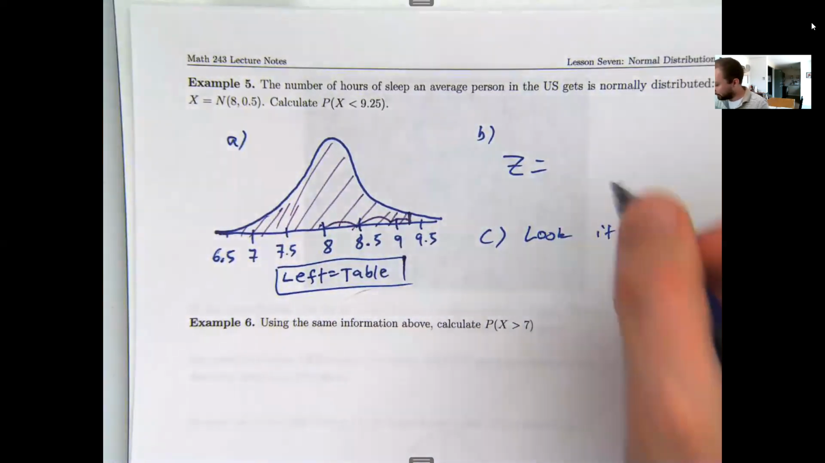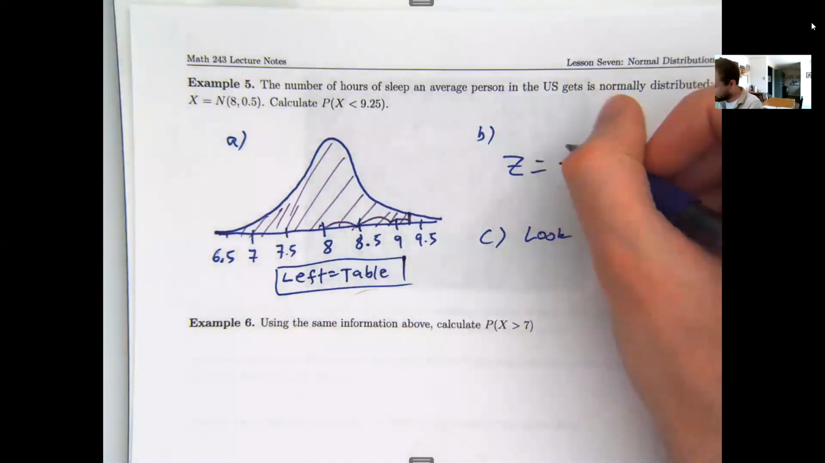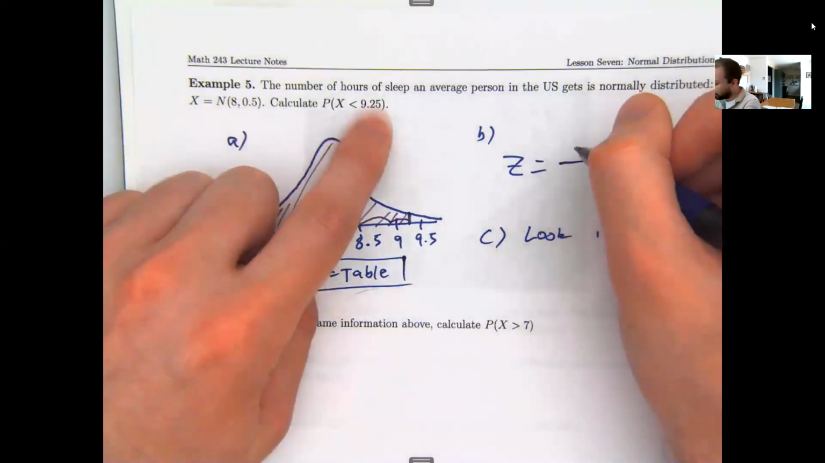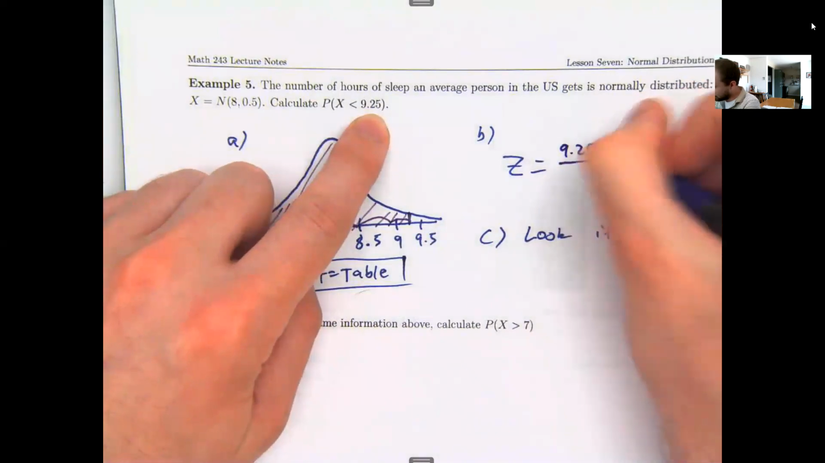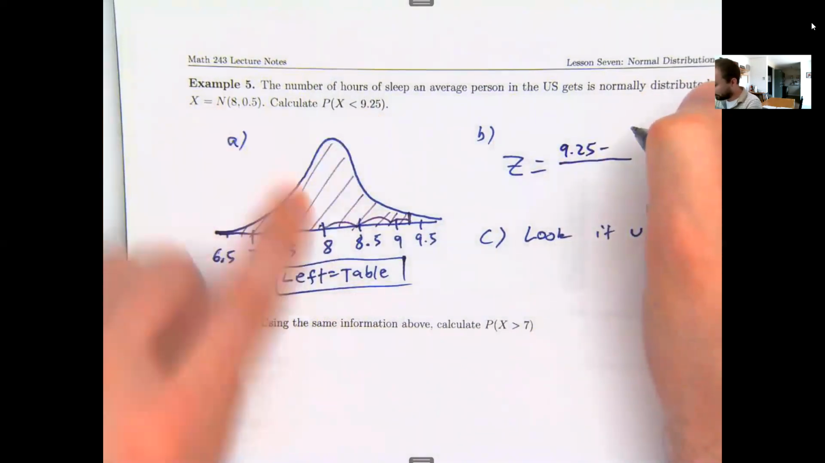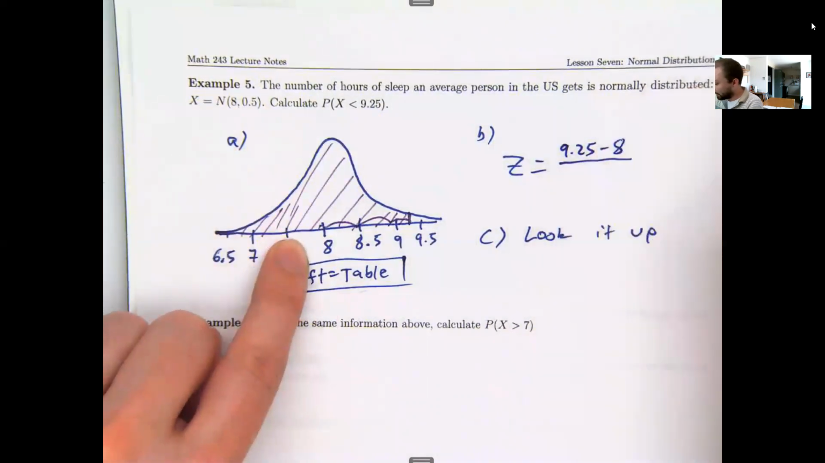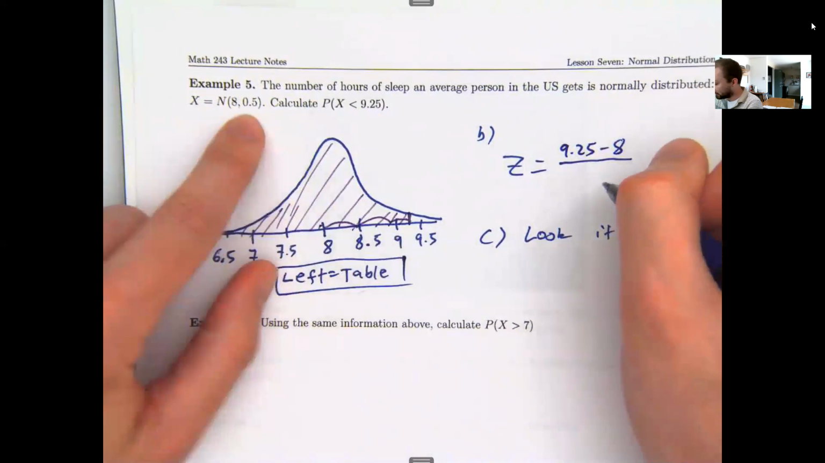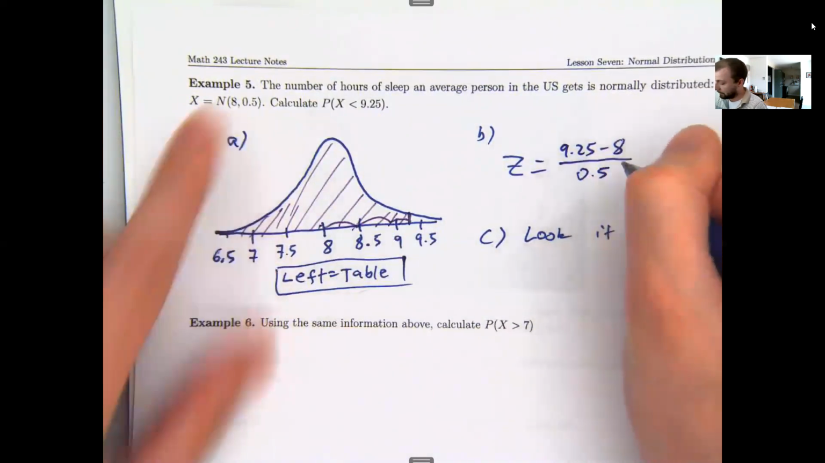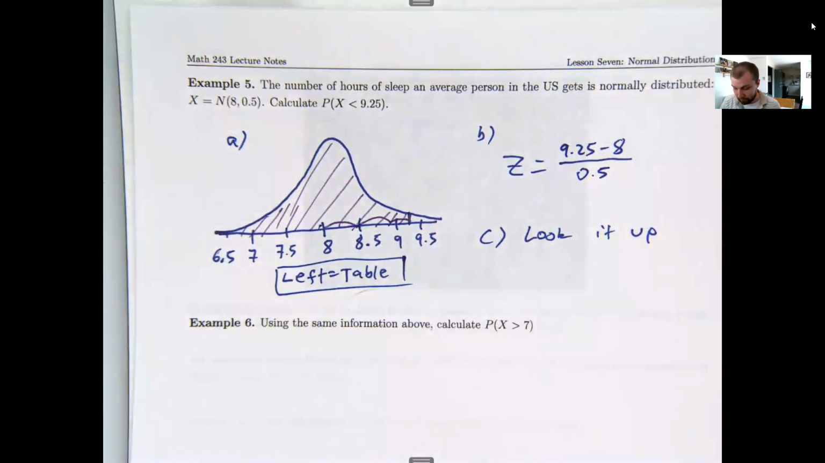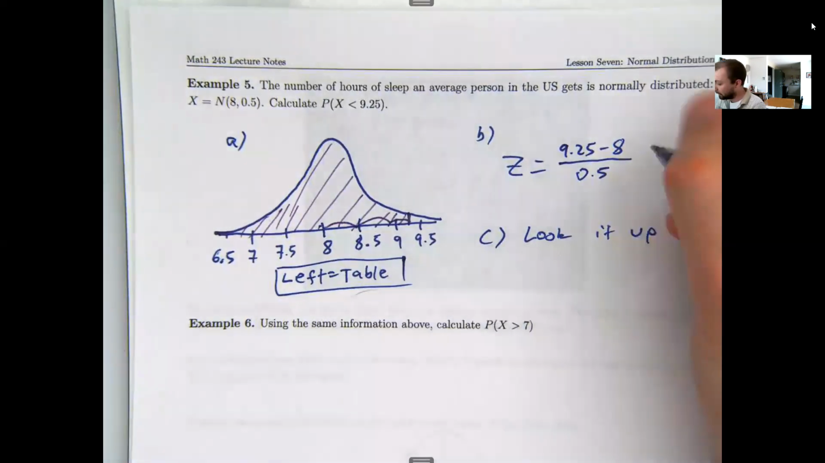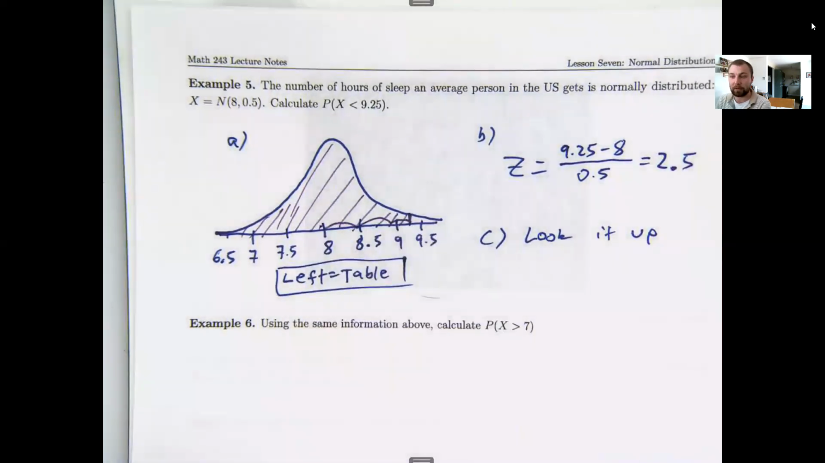So let's find the z-score. I'm going to take my value, 9.25, subtract the center of my curve, and divide by the thing I was counting by, the standard deviation. In my calculator, I'm doing parentheses, 9.25 minus the 8, the center, divided by 0.5, the standard deviation. This gives me 2.5, which I can see is 2.5 tick marks away.